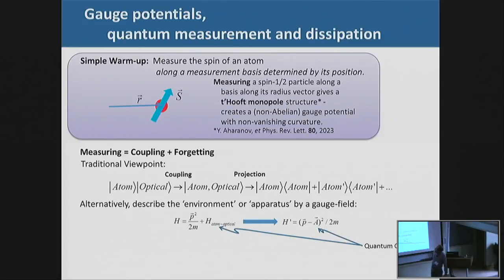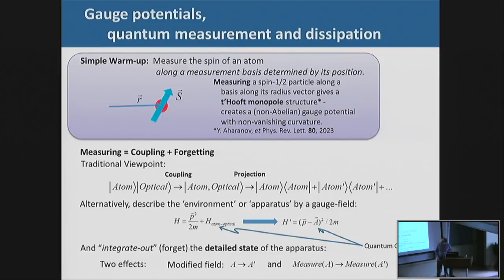Now there's another way of thinking about this. We can also take the environment or the apparatus that we're applying by shining light on the atoms, and think of that as a type of gauge field. If we've got a Hamiltonian that involves the kinetic energy of the particles and some kind of interaction Hamiltonian between the atoms and the optics, we can imagine taking this potential and gauging it into the kinetic energy of the atom. So all of the complication of the atom-optical interaction comes in the form of a gauge potential like this. And this gauge potential is a quantum operator, which is to say that it interacts with the atoms.